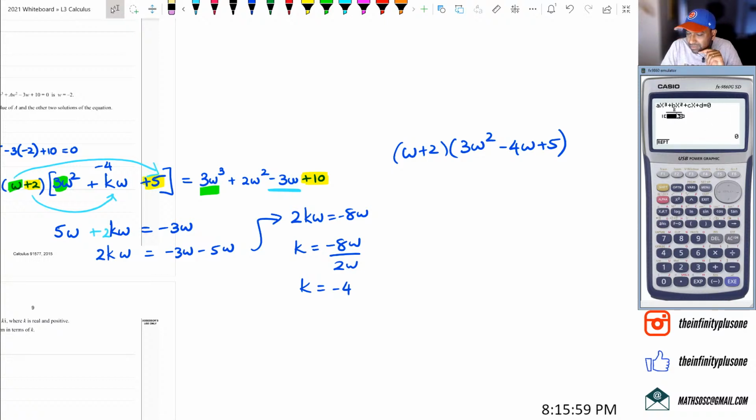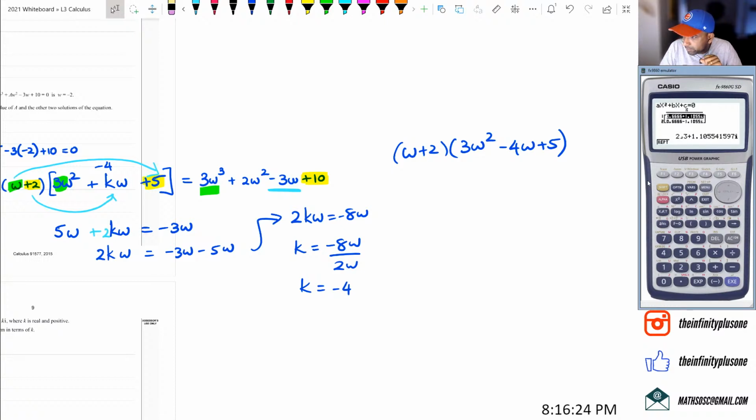Now the problem is when I put this in the graphics calculator, I'm getting 0. That's because, as you can see, complex mode is set to real. I just want to change it to A plus Bi. Degree 2, and I'm going to try this again. So I've got 3, minus 4 and 5. Yeah, there's my answer there.